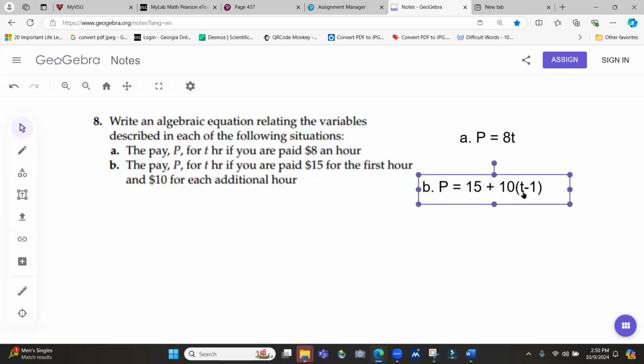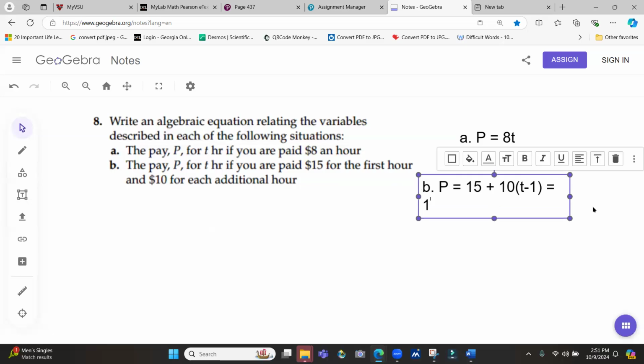If you work for 11 hours, for the first hour, you make 15. For the remaining 10 hours, you make 10. But we don't have 11 hours, we have T. For the first hour, you make 15 bucks. How many hours do you have left? You're supposed to work for T hours. You have T minus 1 hours to work for. And for each of those T minus 1 hours, you will be paid $10. And you want to simplify it just a little bit.